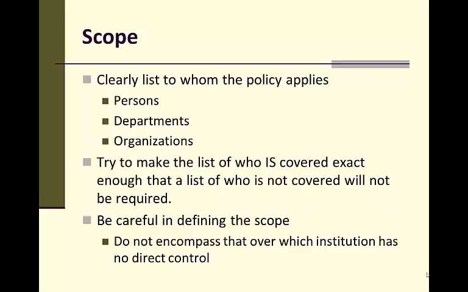The scope of the policy should clearly list the persons, departments, and organizations to whom the policy applies. If needed, you can specifically list exceptions if there are those within the group to whom it does not apply. But in general, try to make the list of who is covered exact enough that a list of who is not covered won't be needed.